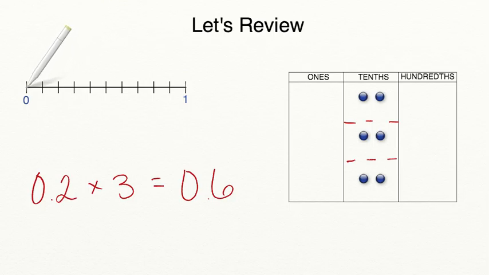Let's also practice on our number line. I'm going to have 2 tenths once, twice, 3 times. And when I show 2 tenths 3 whole times, or in 3 complete groups, that leaves me at 6 tenths.